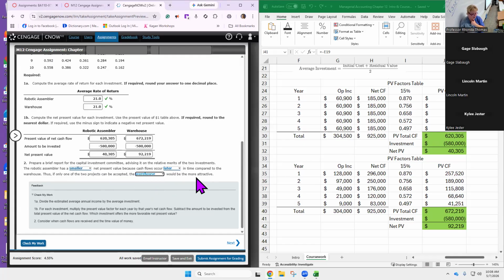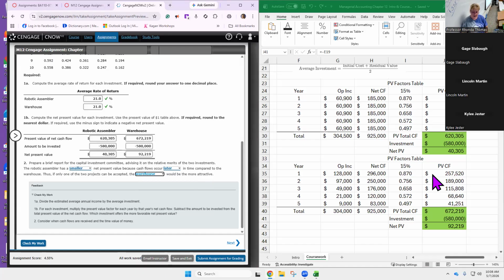Now, I don't like the word here, would be more attractive. Well, I've never really used that in accounting. I've always used favorable or unfavorable or preferred. I don't know. Anyway, I guess that accountant likes the word attractive, but okay.